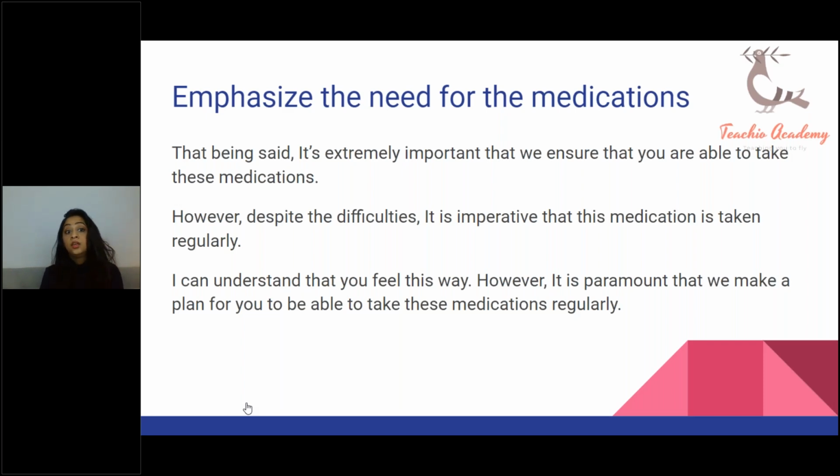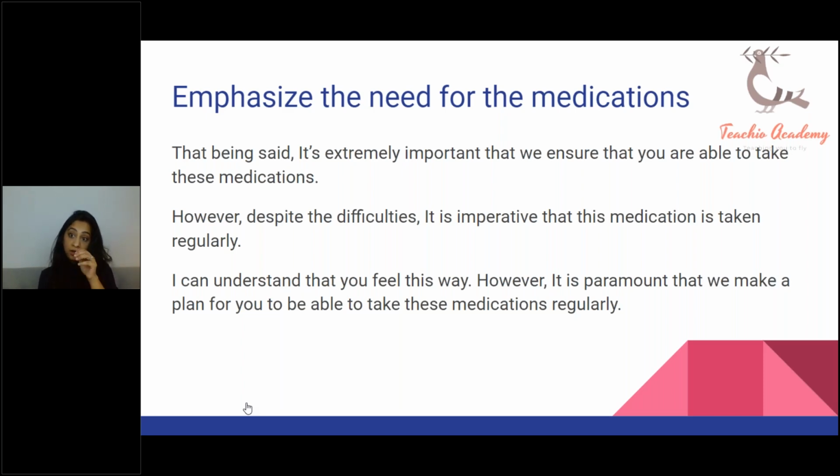You say, that being said, it's extremely important that we ensure that you're able to take these medications. However, despite the difficulties, it is imperative that this medication is taken regularly. I can understand that you feel this way. However, it is paramount that we make a plan for you to be able to take these medications regularly.